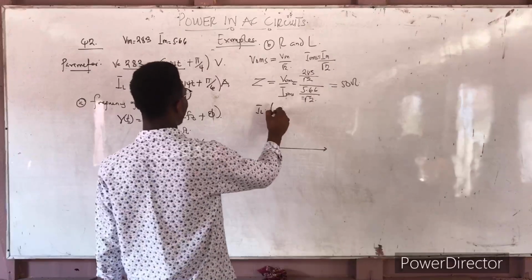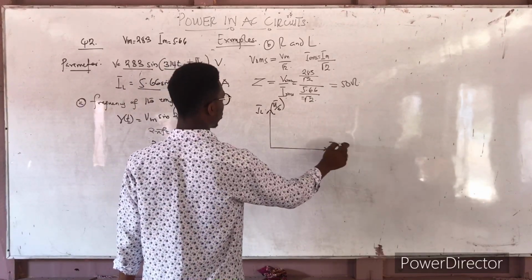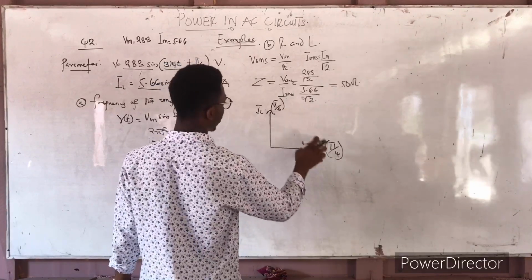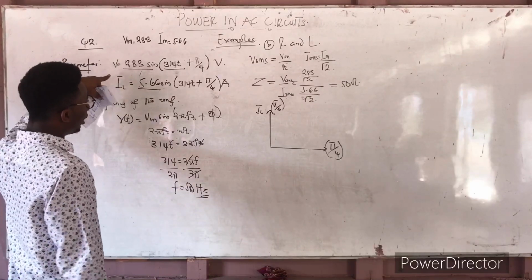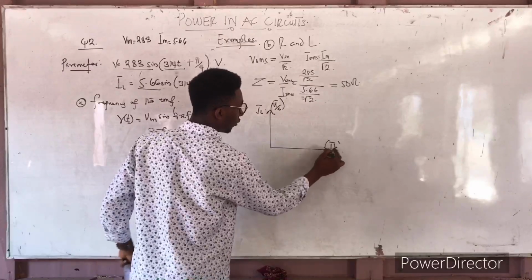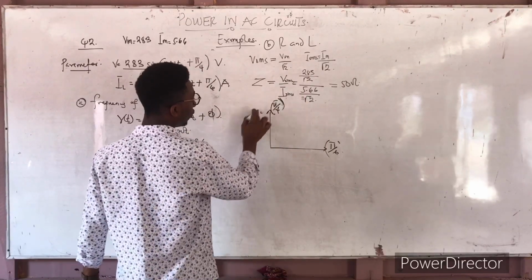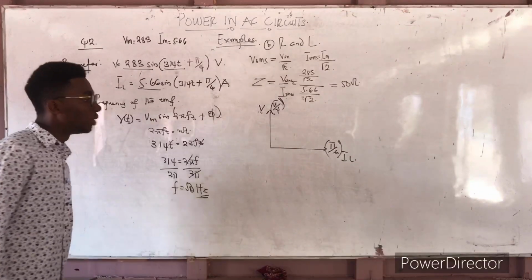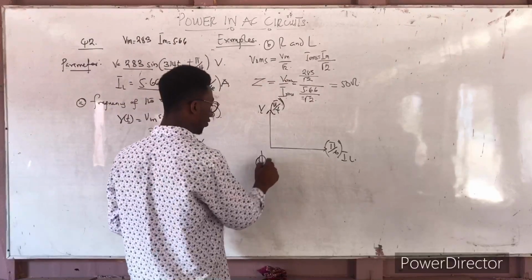So the inductor is having a phase angle pi on 6. The voltage was having this. So in the inductor, we said the voltage will lead the current. Sorry, the voltage is the one leading the current. So the voltage will lead the current in an inductor. So you have to find the phase angle.